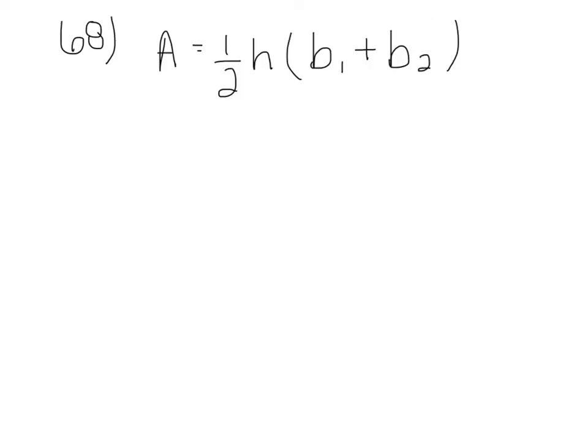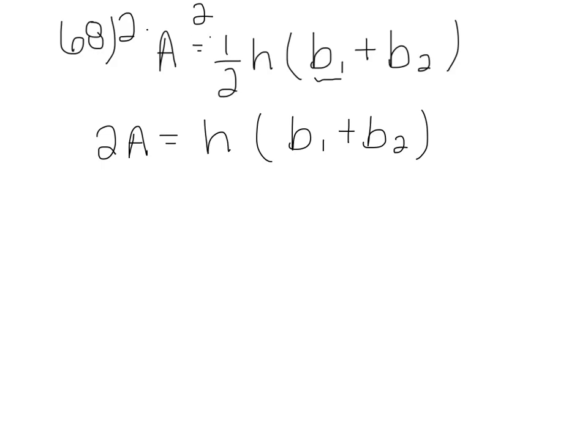Okay, then for 68, it says the following is the formula for finding the area A of a trapezoid with height h and bases B1 and B2. So it's the area for a trapezoid, which shows the formula correctly solved for B1. So that means I need to isolate B1 here by multiplying first both sides by 2. So I get 2A is going to be equal to h(B1 plus B2). And since this means multiplication, h times (B1 plus B2), I need to divide by h. So I have 2A over h is going to equal B1 plus B2.